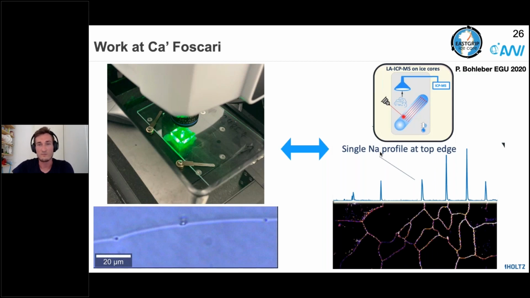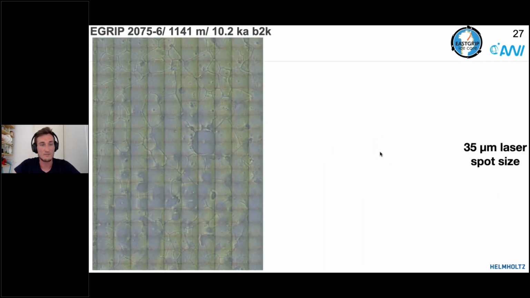I think you're all aware of the method. So we ablate the upper surface of the sample and measure the elements in there, and we can also image them. And for the last 1.5 months, we have been analyzing the same samples I've been doing Raman spectroscopy on. We shipped them down here, and we did a lot of laser ablation measurements on them, despite a lot of difficulties. But we were quite successful already.